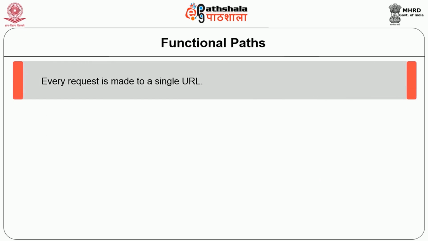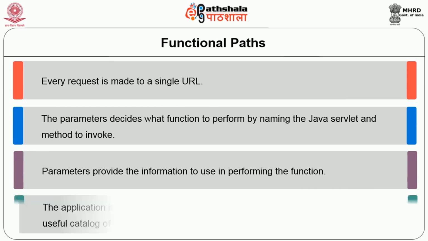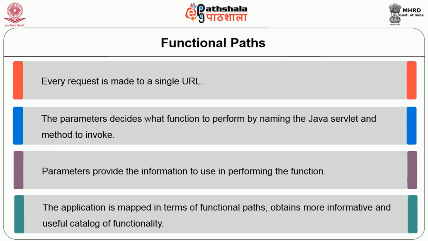So every request is made to a single URL. The parameters of the request are used to tell the application what function to perform, by naming the Java servlet and method to invoke. In the example, the servlet was transferFunds, so it is clear that this servlet is transferring funds, and by looking at the parameters, additional information is obtained: from which account to which account. In the picture based on application pages, the application appears to have only a single function, and a URL based map does not elucidate the functionality.